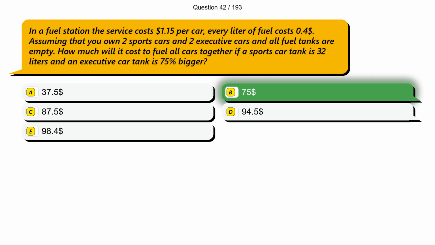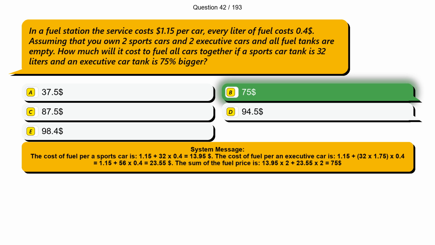The correct answer is option B, $75. The cost of fuel per a sports car is 1.15 plus 32 x 0.4 equals $13.95. The cost of fuel per an executive car is 1.15 plus 32 x 1.75 x 0.4 equals 1.15 plus 56 x 0.4 equals $23.55. The sum of the fuel prices, 13.95 x 2 plus 23.55 x 2 equals $75.